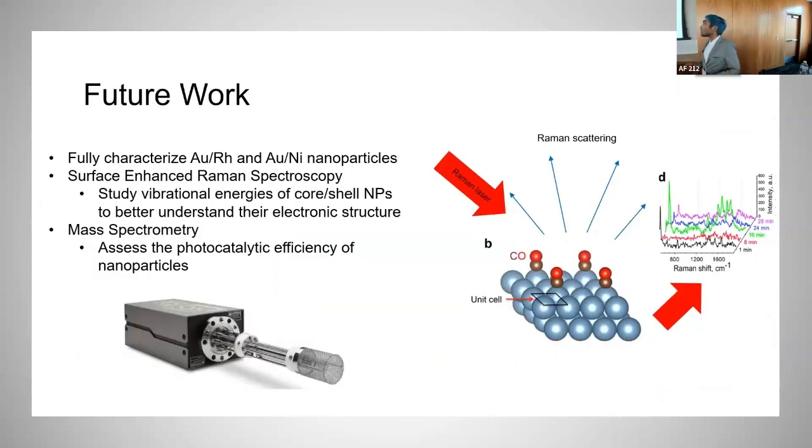So as I said, with future work, we still need to fully characterize the gold, rhodium, and gold nickel nanoparticles, as well as use a technique called surface enhanced Raman spectroscopy, which utilizes an inelastic scattering process, where photons are scattered onto the surface, and then basically allows us to determine the vibrational modes and how a molecule actually vibrates. So it gives us a structural fingerprint of our molecules, as well as mass spectrometry to understand how photocatalytically efficient our nanoparticles are.